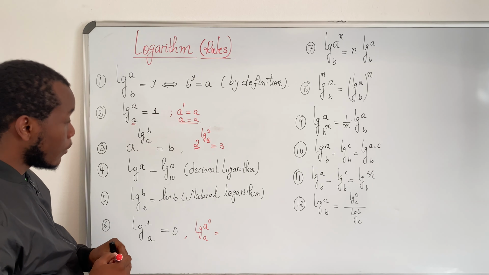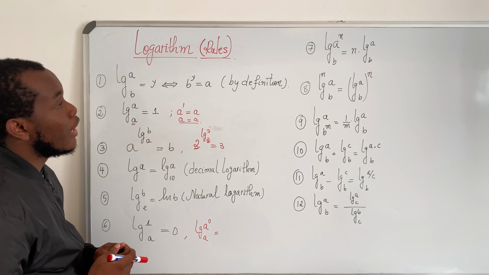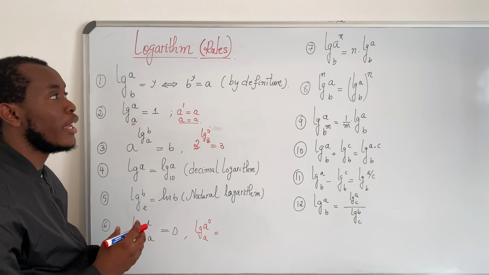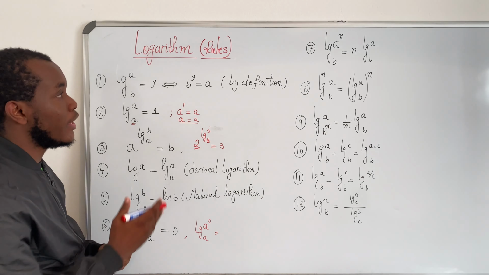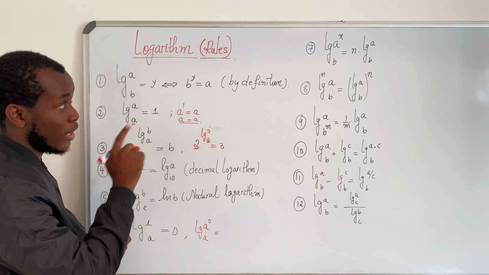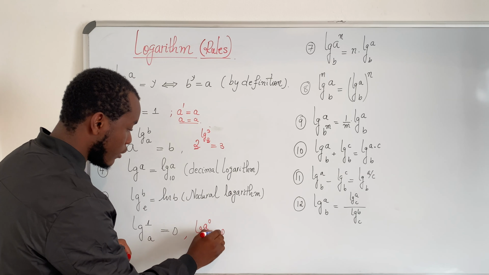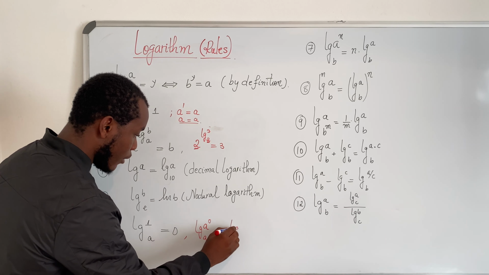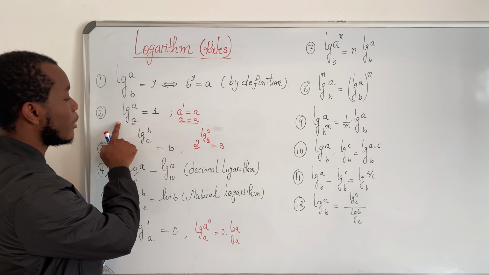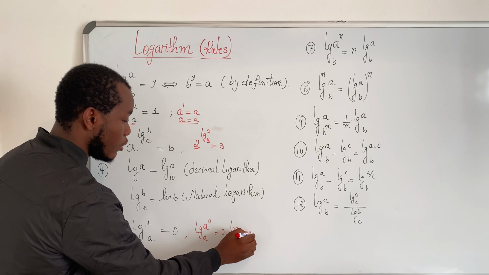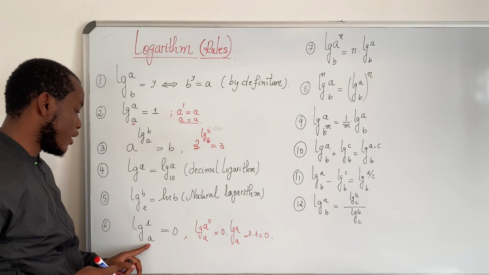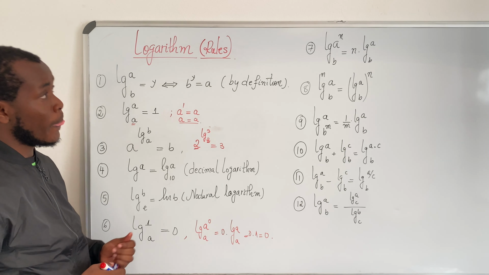Now applying rule number 7. Rule number 7 says log of a to the power n to the base b, we can send the exponent of a to the front, multiplying the log. That's why we have n times log of a to the base b. So applying rule number 7 here, we will have 0 times log of a to the base a. Log of a to the base a is 1, we know for sure, from rule number 2. So that means we will have 0 times 1, which is 0. So that's why we say log of 1 to the base a is always equal to 0.